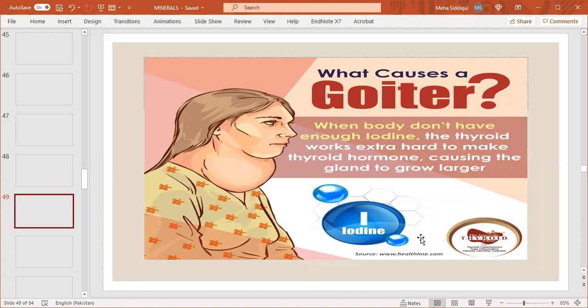Now, what is goiter? When the body doesn't have enough iodine, the thyroid works extra hard to make thyroid hormone, causing the gland to grow larger.